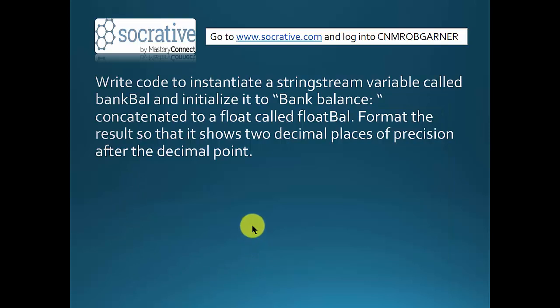So let's write code to instantiate a stringstream variable called bank balance and initialize it to bank balance. Concatenate to a float called float balance and format the results so that it shows 2 decimal places of precision after the decimal point. So pause, write down what you think the answer is, and then hit continue.